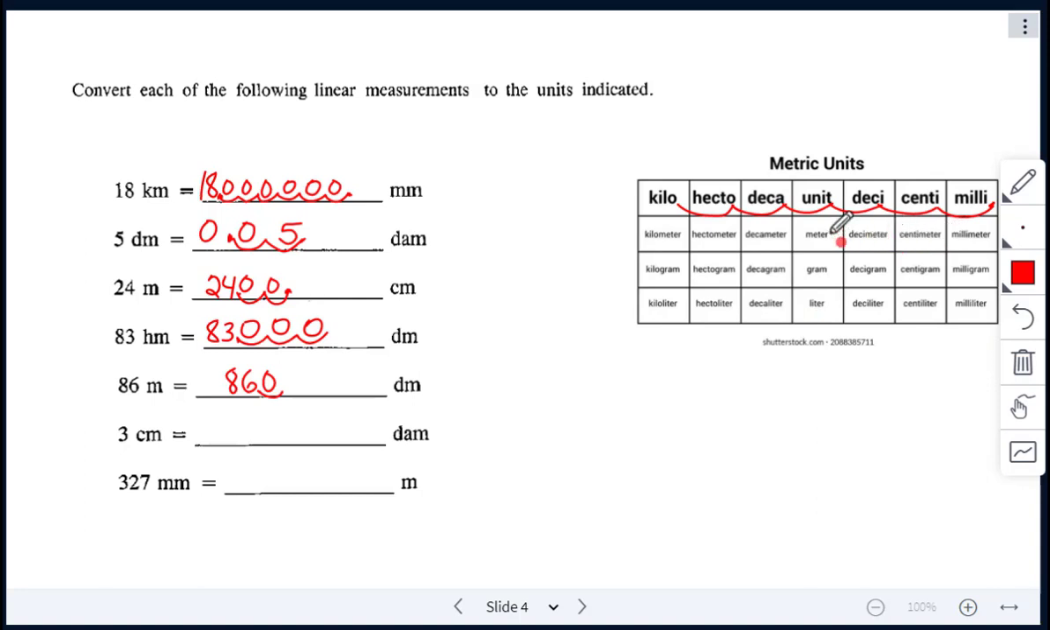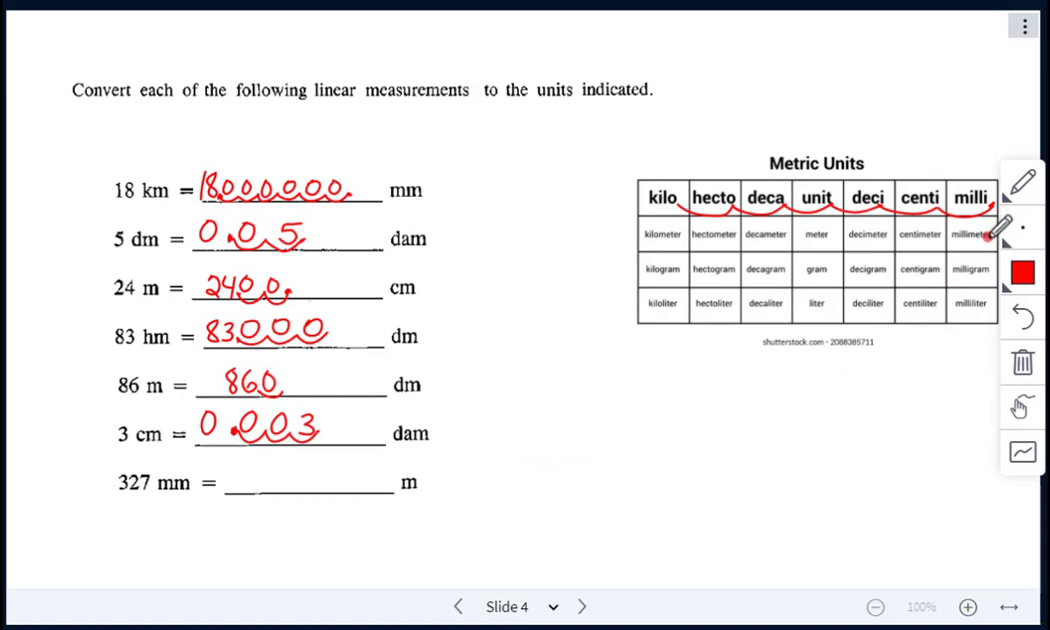Next, 3 centimeters, which is here, we're moving to decameters. So 1, 2, 3 to the left. So there's my 3. There's my current decimal point. I'm going to move 3 to the left. So 1, 2, 3. New decimal point is right there. We'll fill that in with zeros. So our answer is 0.003 decameters.